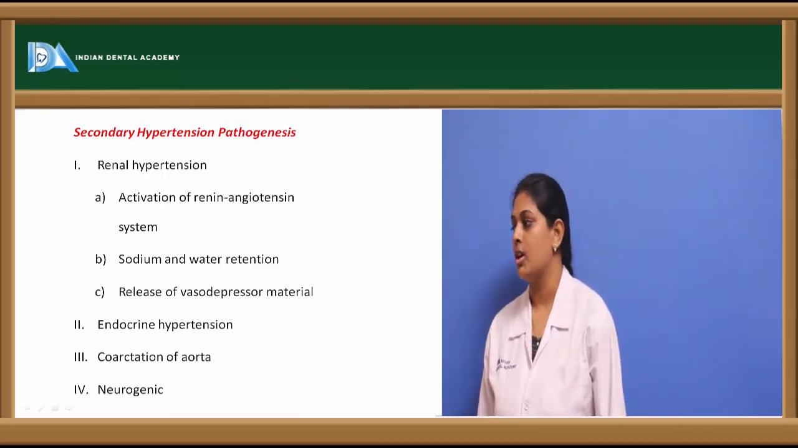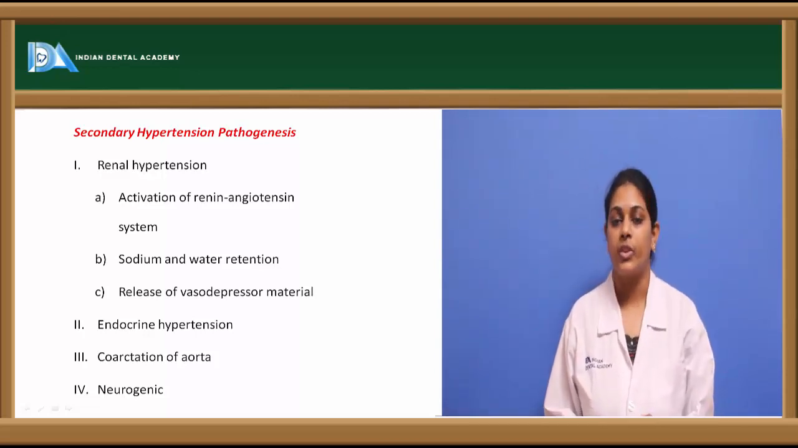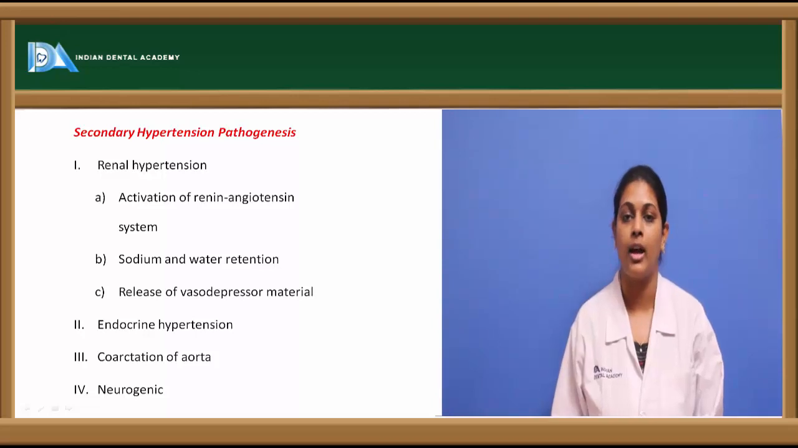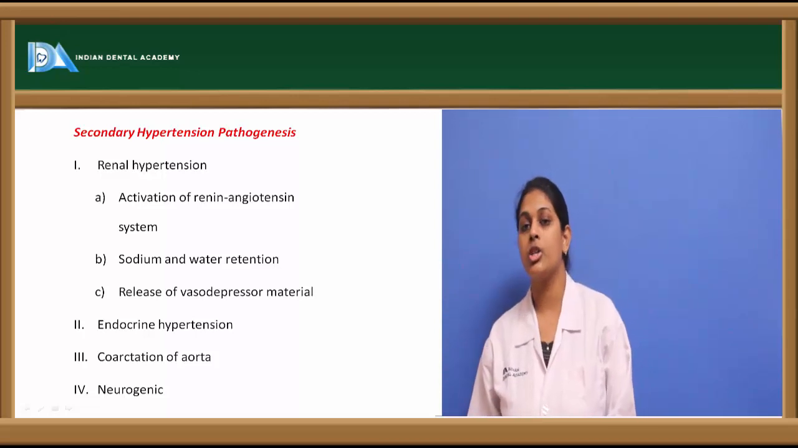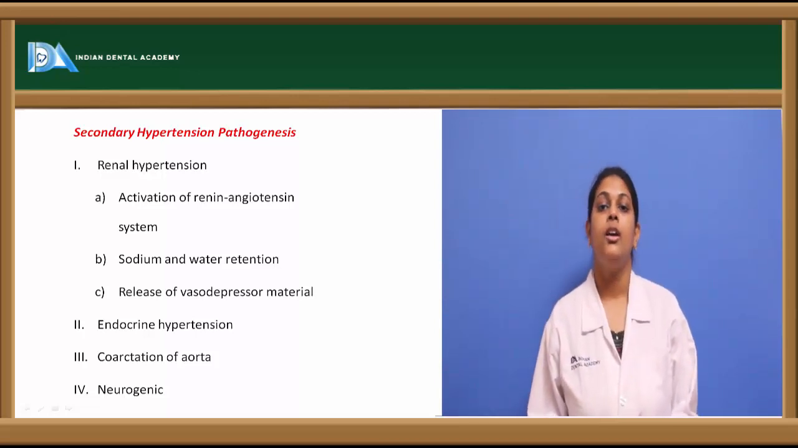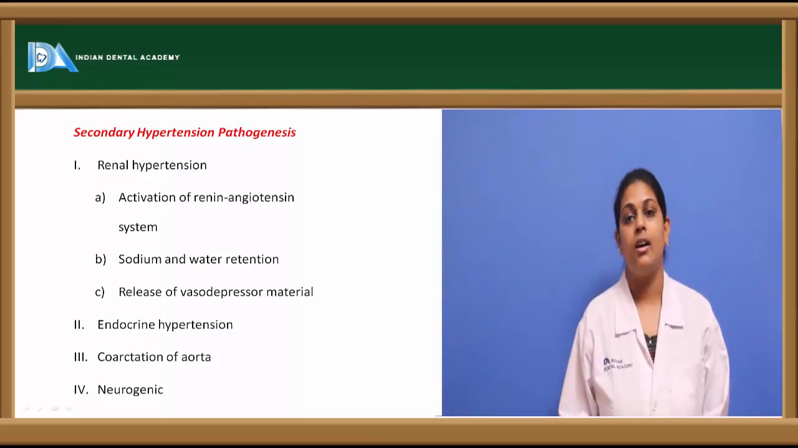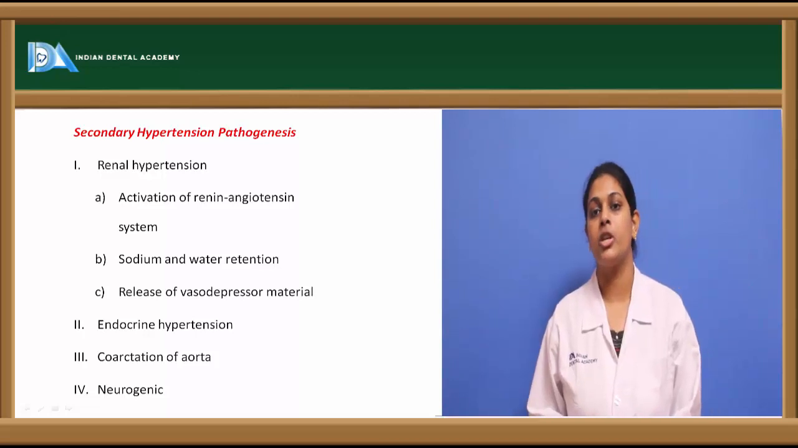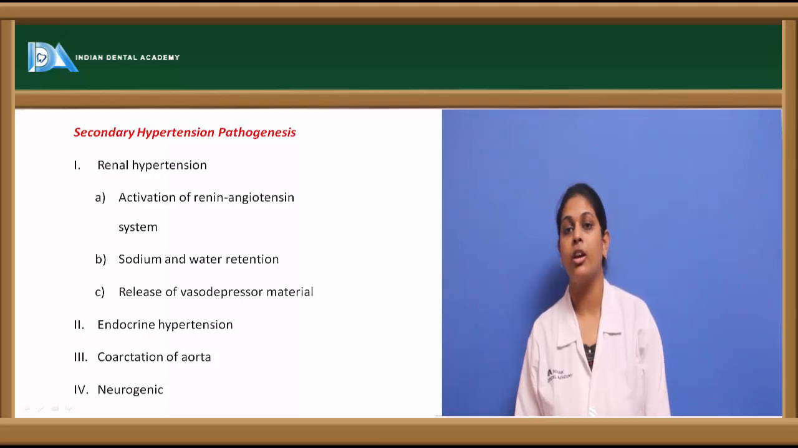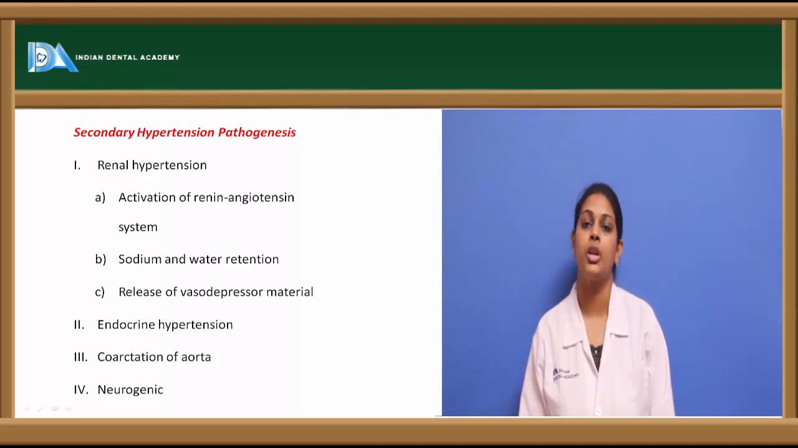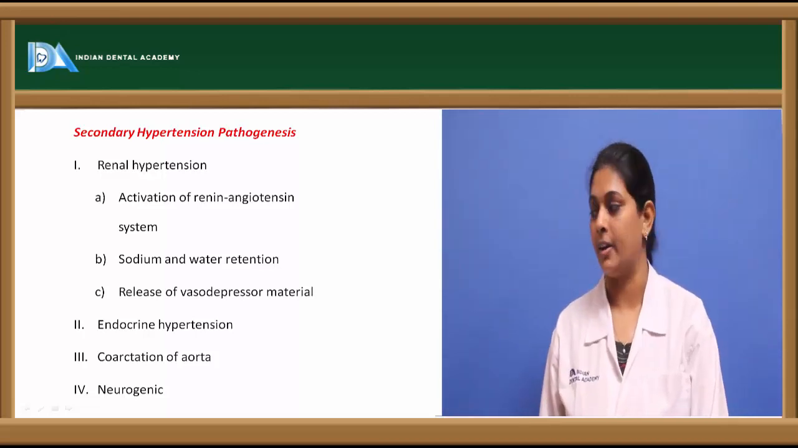Vasodepressor materials such as prostaglandins and platelet activating factors also show their effect on the production of secondary hypertension. Other than that, endocrine hypertension can be seen in conditions such as Cushing syndrome and acromegaly, where patients develop hypertension secondary to these diseases. In coarctation of the aorta, usually the systolic blood pressure is altered in the upper half of the body, and consequently there are also changes in the diastolic circulation. Coming to the neurogenic factors involved in secondary hypertension, usually in psychogenic causes and pyelonephritis, we see that these in turn develop secondary hypertension.